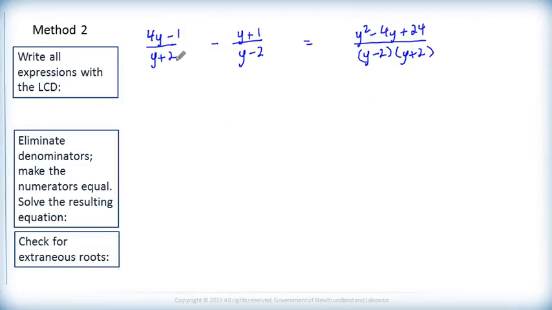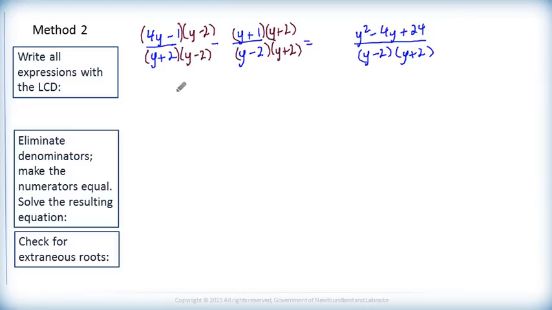Method 2 looks a little different at this stage. We simply write each one of our rational expressions with the LCD. So this one is missing the y - 2, and what I do to the bottom, I've got to do to the top. This one's missing the y + 2, so I multiply by y + 2 in the top and the bottom. And then over here, I already have the LCD.